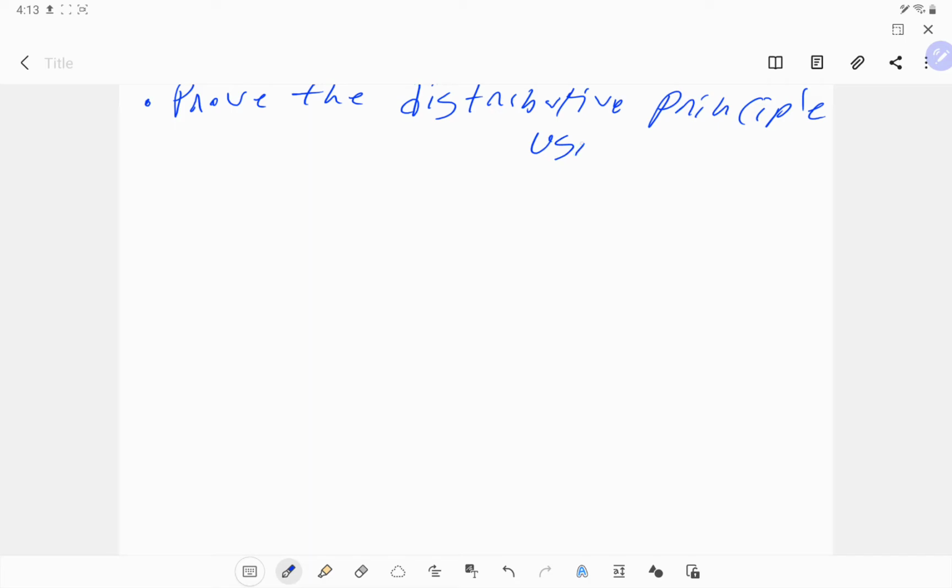Now if we are asked to prove any of the identities that we have studied by using a truth table, then we should do that. So for example, prove the distributive principle using a truth table.